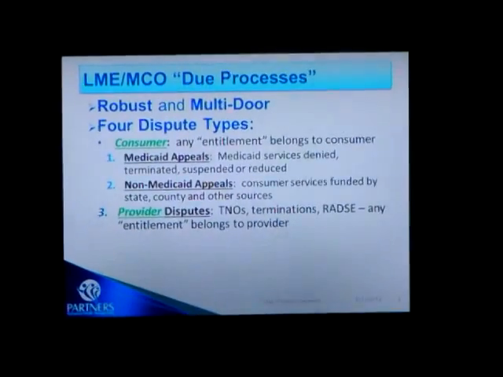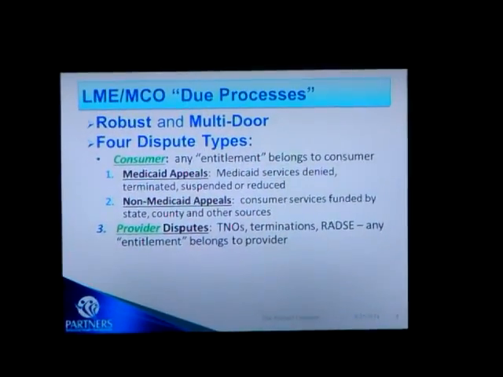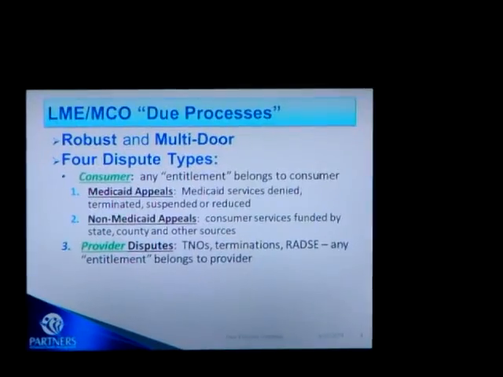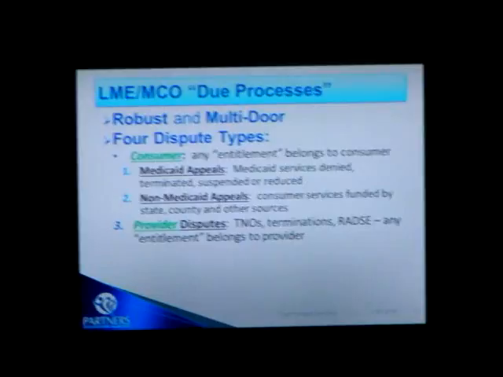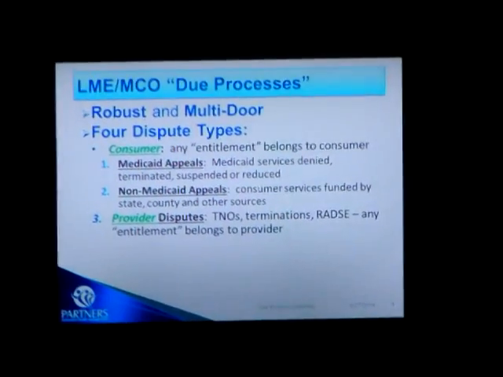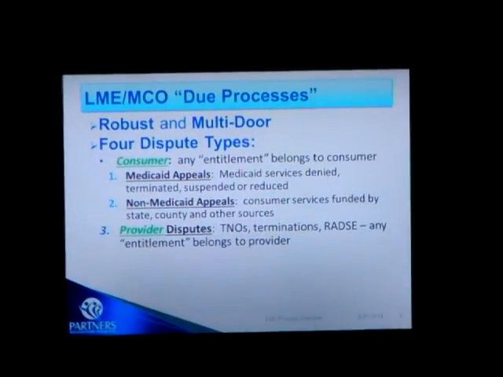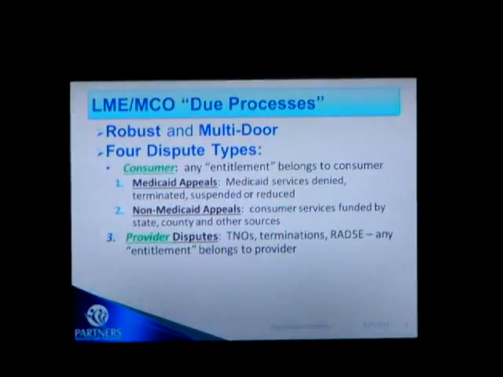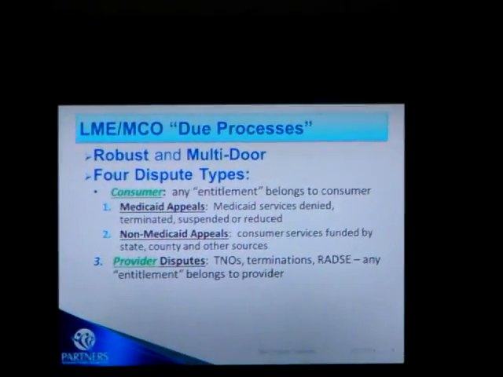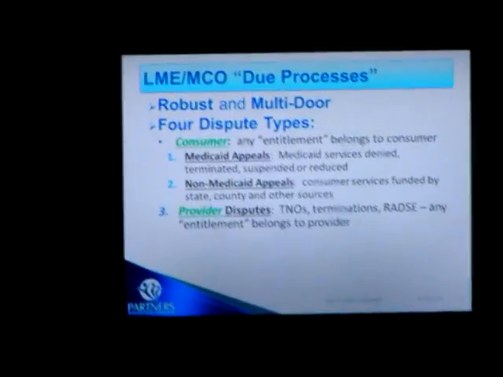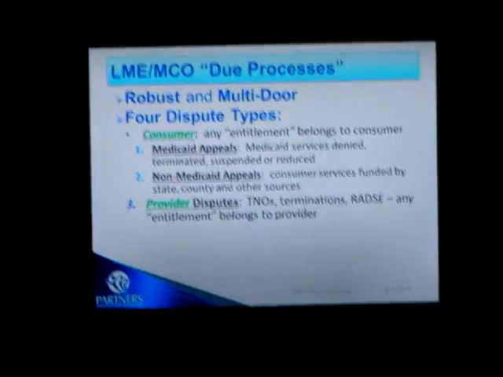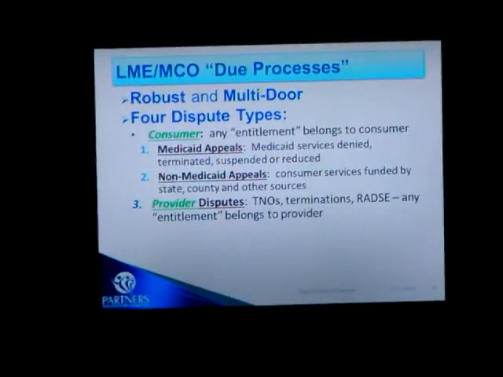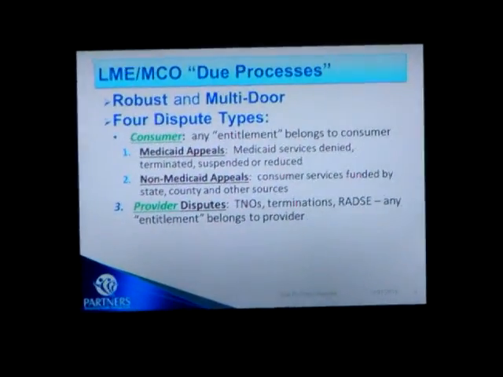Terminations: we have a closed network of providers. We're very careful, as we were talking about, trying to incentivize the right providers for the right parts of our network. So on occasion, we have to terminate providers for cause or without cause, depending on circumstances. They have a due process. And then relatives as direct support employees, you've heard a lot about that. Ms. Short talked a little bit about it today. They are actually employees of the provider, and the provider has an entitlement to determine who to hire and who not to hire. And so that appeal process goes through the provider disputes, and we'll talk more about that in a moment.